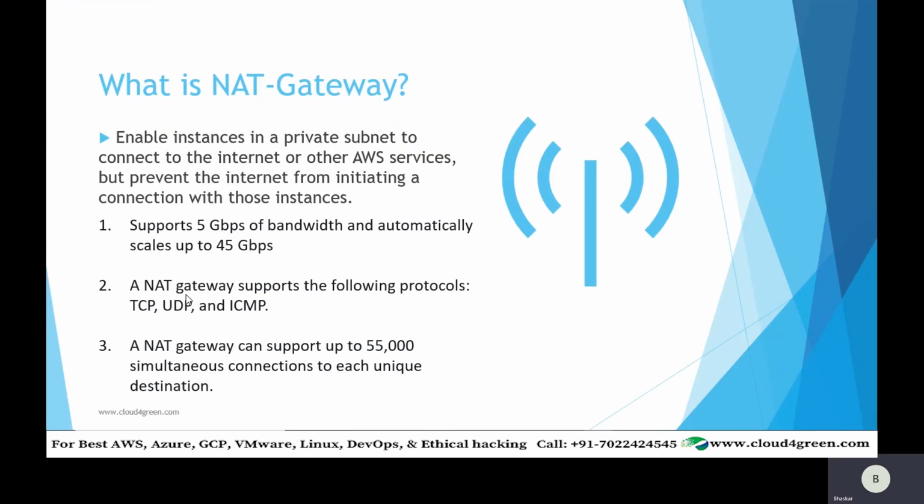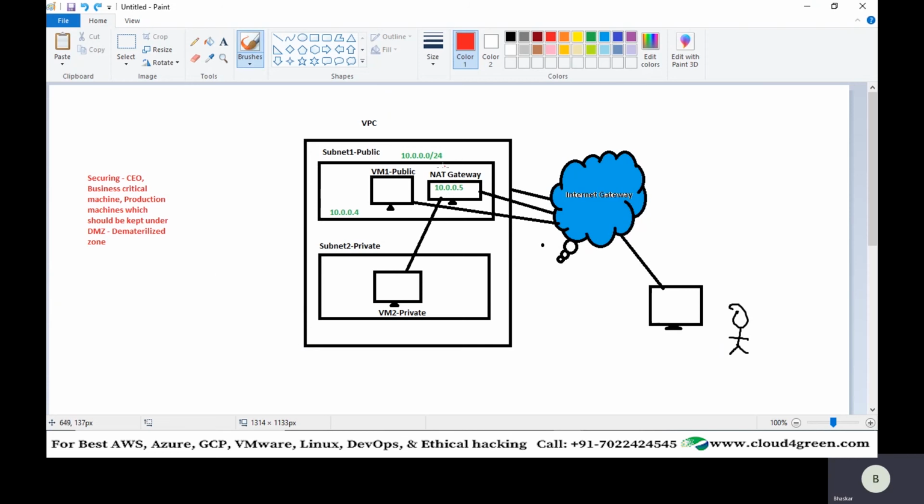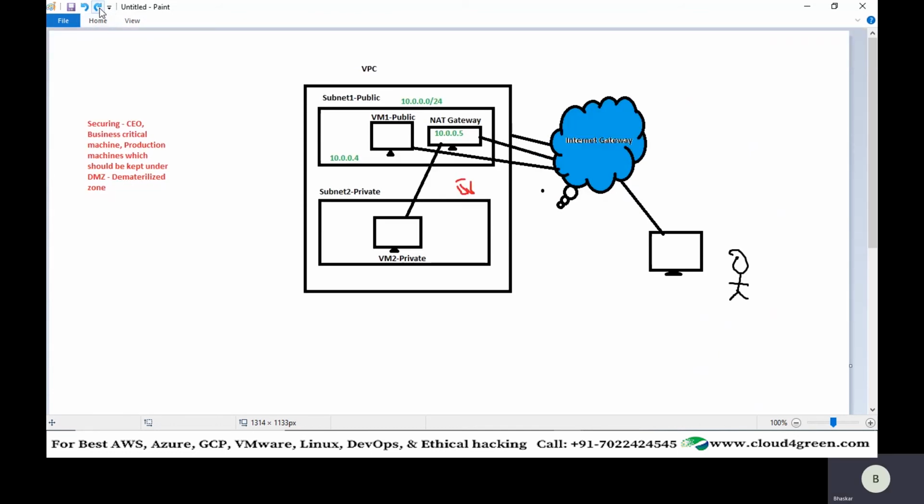Now, NAT gateway supports all three protocols like TCP, UDP, and ICMP. NAT gateway can support up to 55,000 simultaneous connections to each destination. So, which means what? NAT gateway is capable of routing traffic like 55,000. Okay, it's that much powerful, which is primarily used for security purpose.